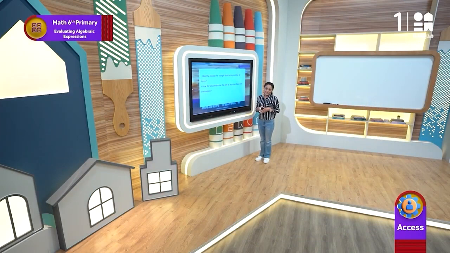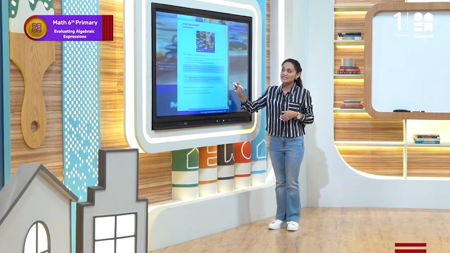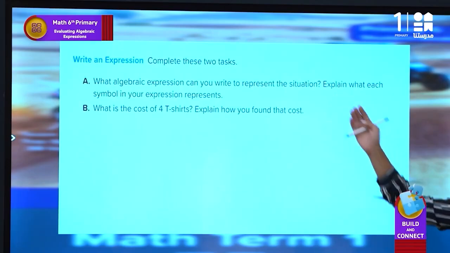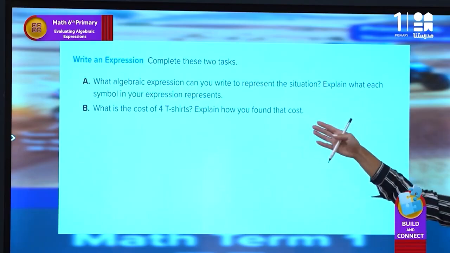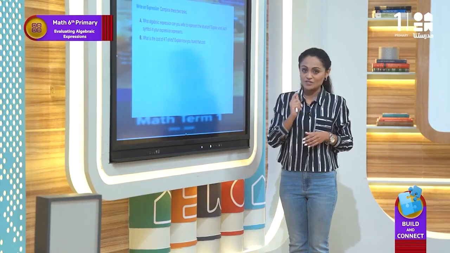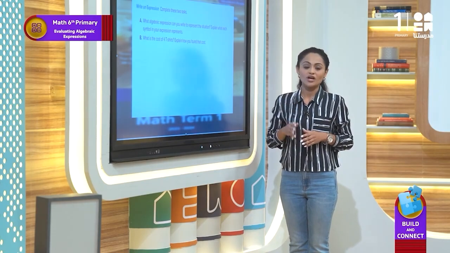You may also have thought like your colleagues or in another ways in this situation. But I'm sure that you have used numeric expressions and the order of operations. That's what we will focus on in Build and Connect, Write an Expression activity. There are two questions. Question 1, what algebraic expression can we write to represent the situation? Explain what each symbol in your expression represents. I'll give you time to think of the answer to question 1. We will discuss the expression when we are back.